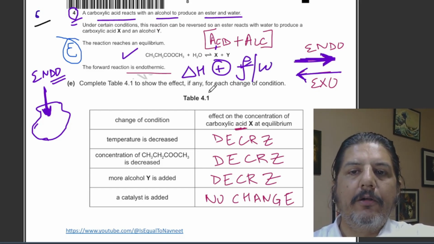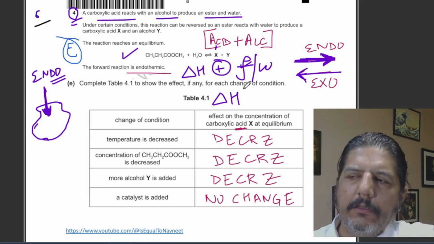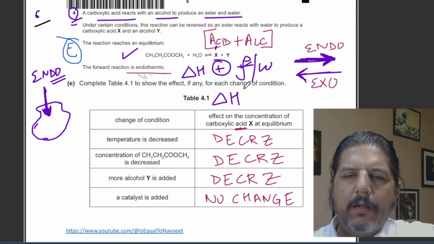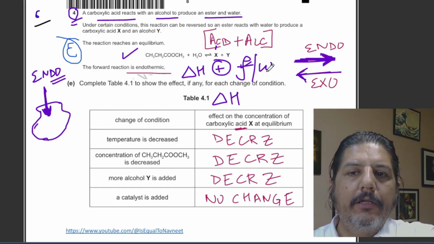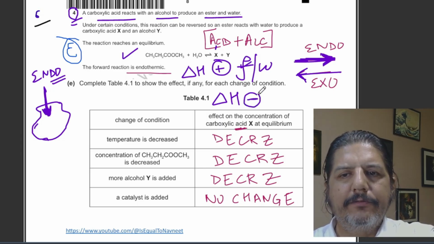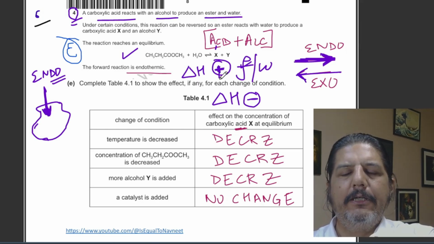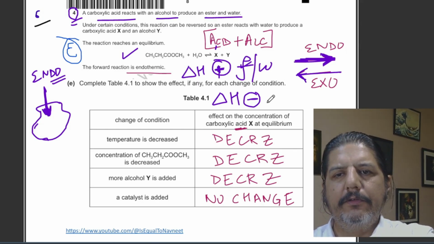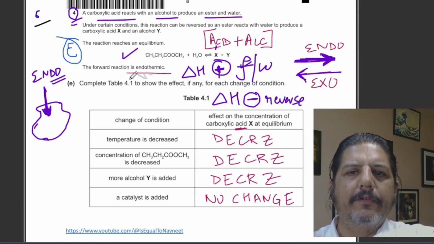There are questions where they will ask you the sign for the exothermic reaction. What is the sign? Because the reverse reaction is exothermic, this will have a negative sign. So the forward reaction is endothermic, delta H is positive. The reverse reaction is exothermic, delta H is negative. This is the reverse reaction. I hope this is clear.